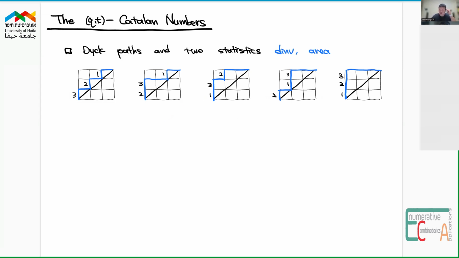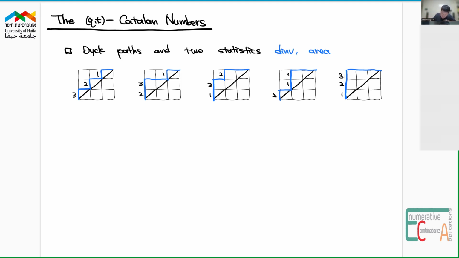And to define the QT Catalan number, I have to define 2 more statistics, dinv and area. The first statistic, dinv, is a little complicated, so I'll try. Starting from the main diagonal, we travel to the left, and each time we meet an up step, we label it starting from 1, 2, and so on. So for the first Dyck path, we label the first up step by 1, then meet the second up step and label it 2, and meet the third up step and label it 3. Okay. And then you travel the second diagonal and do the same thing.